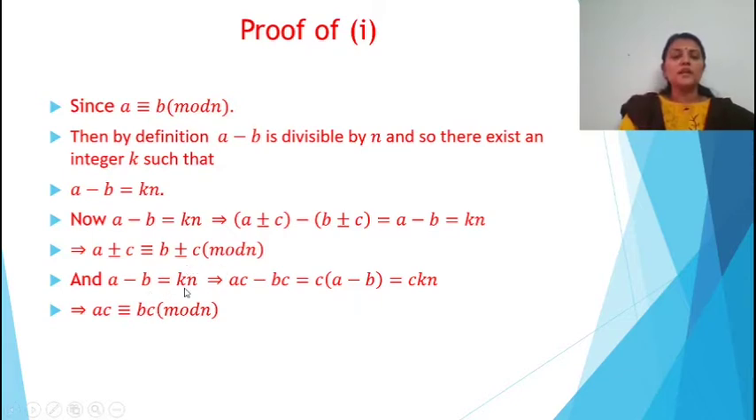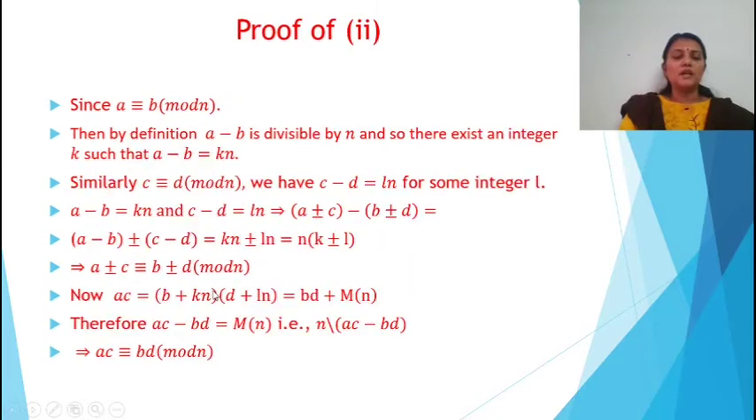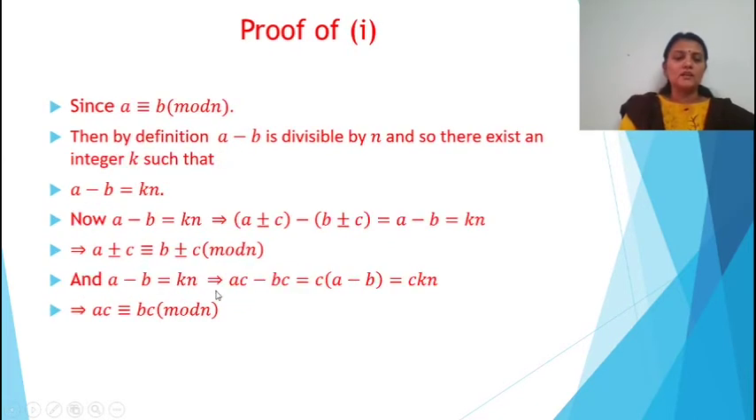And a minus b equal to kn implies we can multiply every term by c. So ac minus bc equal to c into a minus b, which is equal to ckn. That is ac congruent to bc mod n.